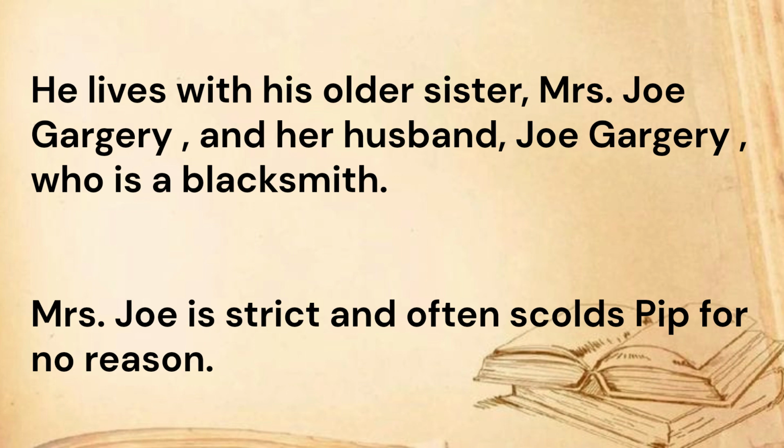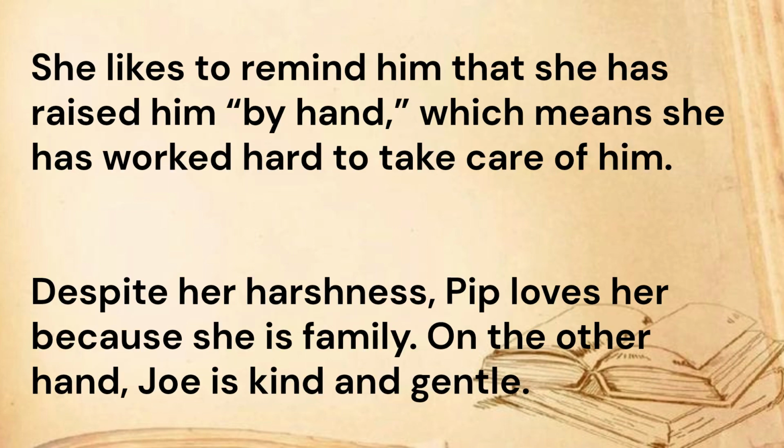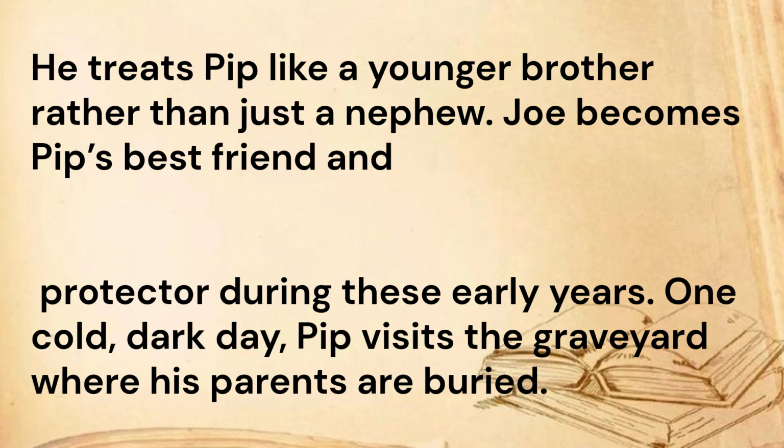Mrs. Joe is strict and often scolds Pip for no reason. She likes to remind him that she has raised him by hand, which means she has worked hard to take care of him. Despite her harshness, Pip loves her because she is family. On the other hand, Joe is kind and gentle. He treats Pip like a younger brother, rather than just a nephew. Joe becomes Pip's best friend and protector during these early years.